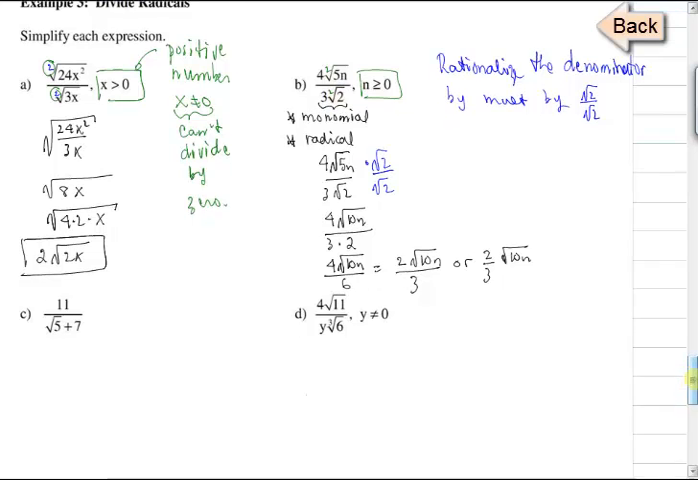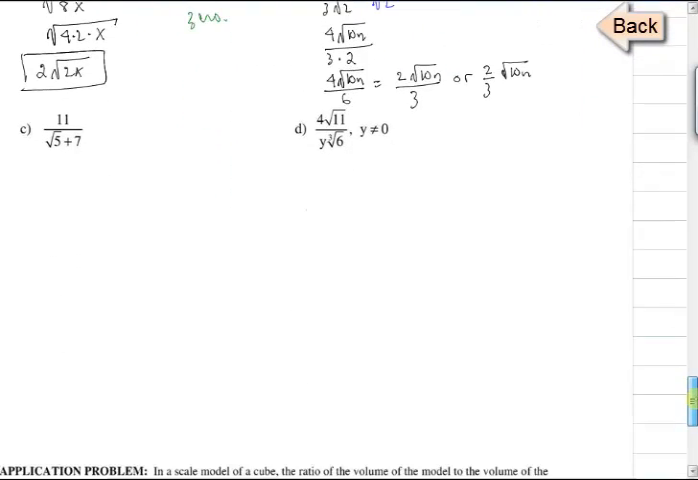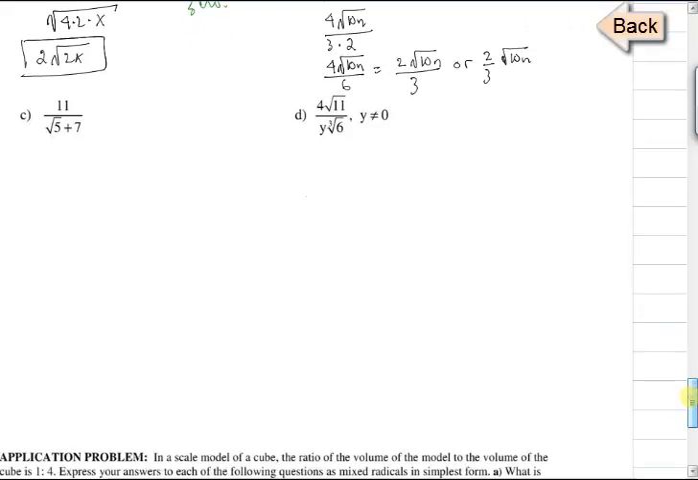Alright, so let's take a look at our next example. This one here, we have a binomial in our denominator, and our binomial has a radical. And so when you have a binomial in your denominator that has a radical, you should be thinking conjugate.